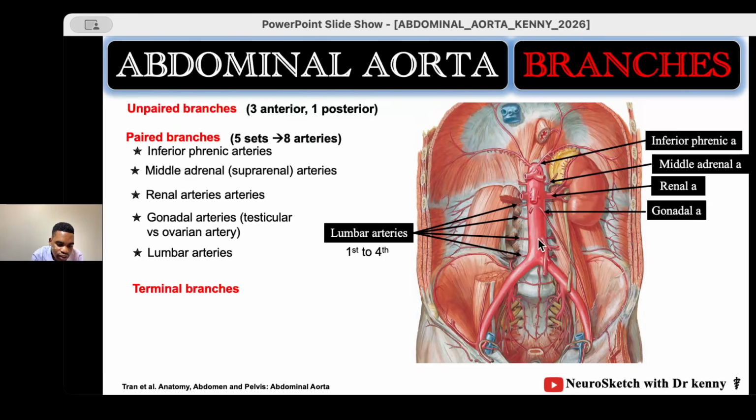Now these are the lumbar arteries. They are coming from the posterior lateral surface of the abdominal aorta, and they are going to supply the wall of the abdominal wall.